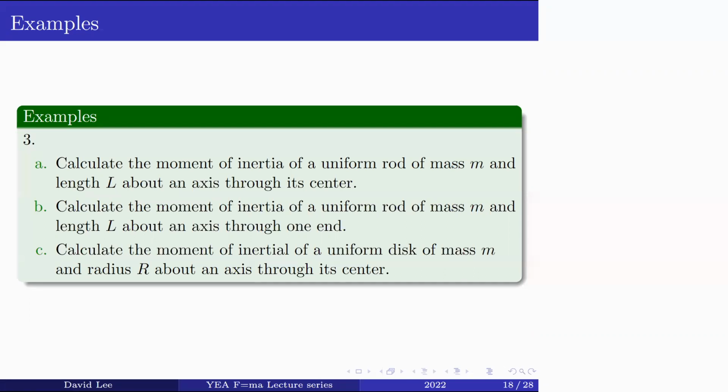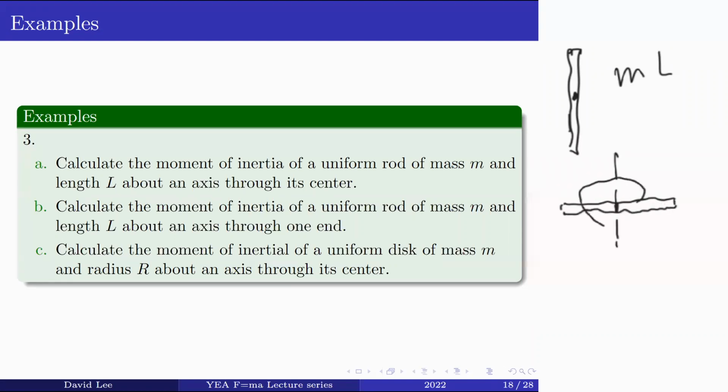All right, so let's first talk about part A, and hopefully that will give you some idea as to how to do this. So we have a uniform rod here. It has mass M and length L. Okay, and then we have an axis through its center. So if I draw this in 3D, kind of, this will be the axis and it's rotating around there.